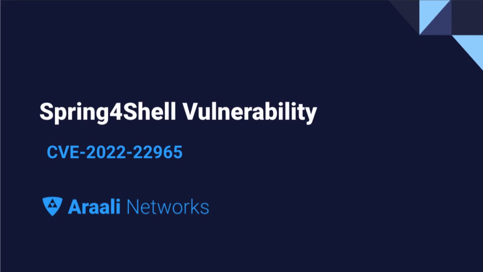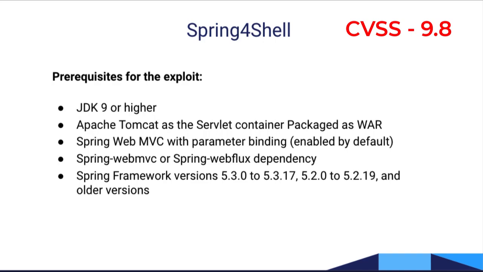Spring4shell was publicly disclosed at the end of March 2022. It impacts apps using the Spring framework, an open source framework widely used for building enterprise Java applications. This vulnerability has a high CVSS score of 9.8.